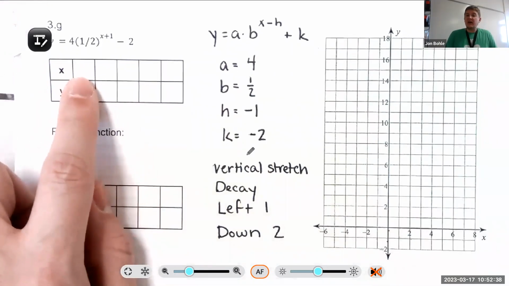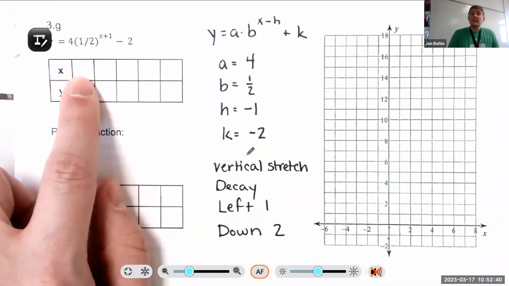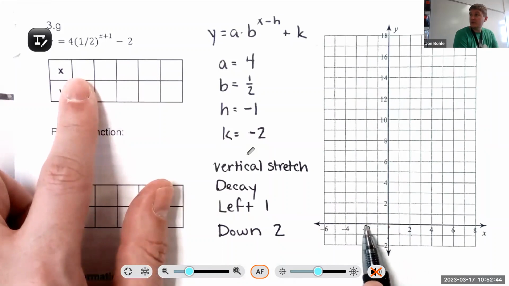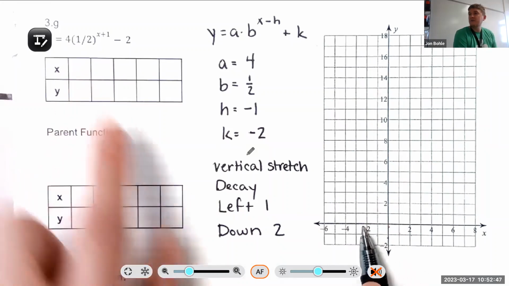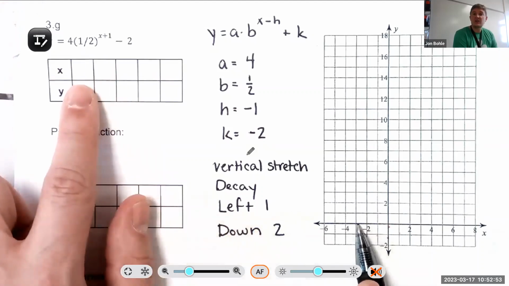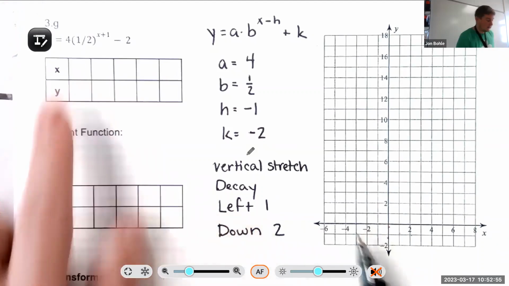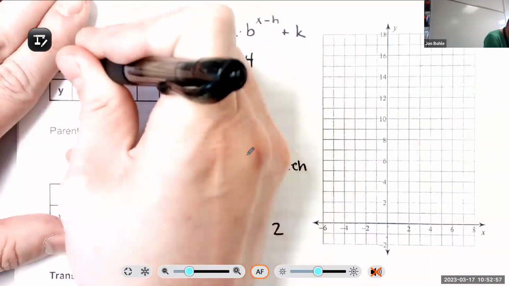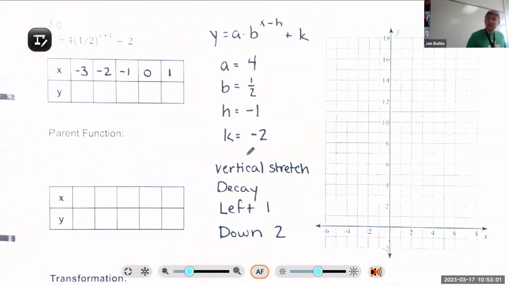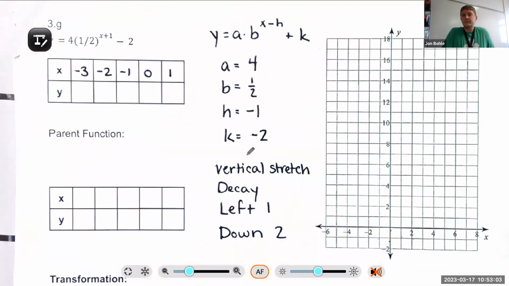Normally, what's my first X value? Negative what? -2. So normally my first X value is -2, right? But my graph is being moved to the left 1. So I'm moving to the left 1. So what's my first X value I actually have to start at now? Okay. I do believe that is probably the hardest part.